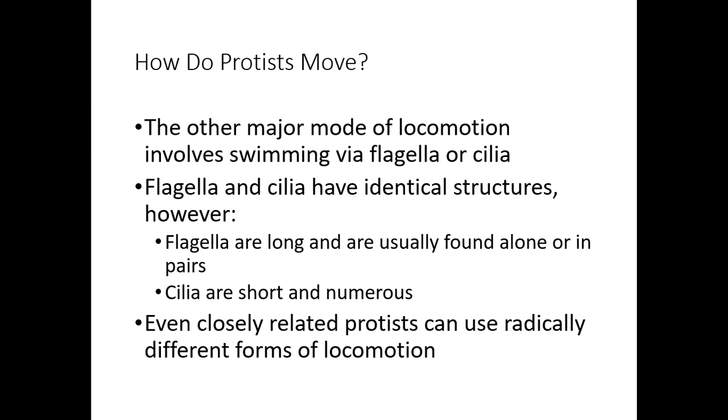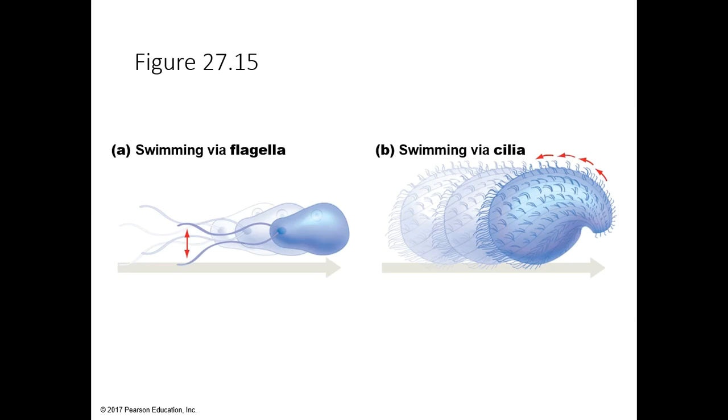And what's interesting is depending on the environmental and selection pressures, even closely related protists can use radically different forms of locomotion. So it's not always the same, even in very related protists. Okay, so here's just again 2 examples, and I will upload some videos of these as well. Swimming via flagella. So here's just the 2 tails in this case moving and allowing the protist to swim, and here's the movement going across the cilia, the tiny hairs.